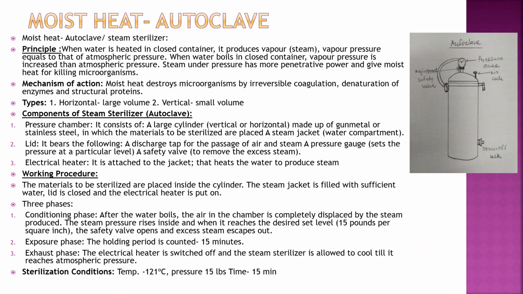It is made of metal or stainless steel, and it has a steam jacket, that is a water compartment at the bottom. The lid has a discharge tap for passage of air and steam, a pressure gauge for pressure measurement, and a safety valve to remove the excess steam. The electrical heater is attached to the jacket and heats the water to produce steam. The working procedure: the materials to be sterilized are placed inside the cylinder. The steam jacket is filled with sufficient water, the lid is closed with the help of clamps, and the electrical heater is put on.